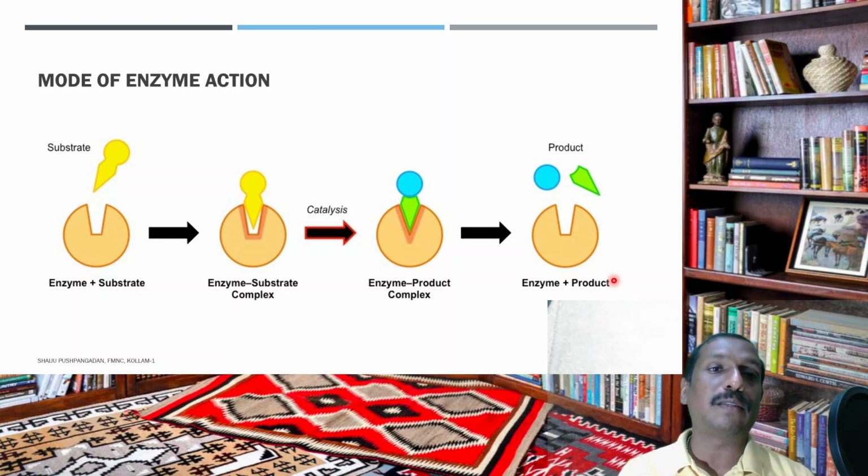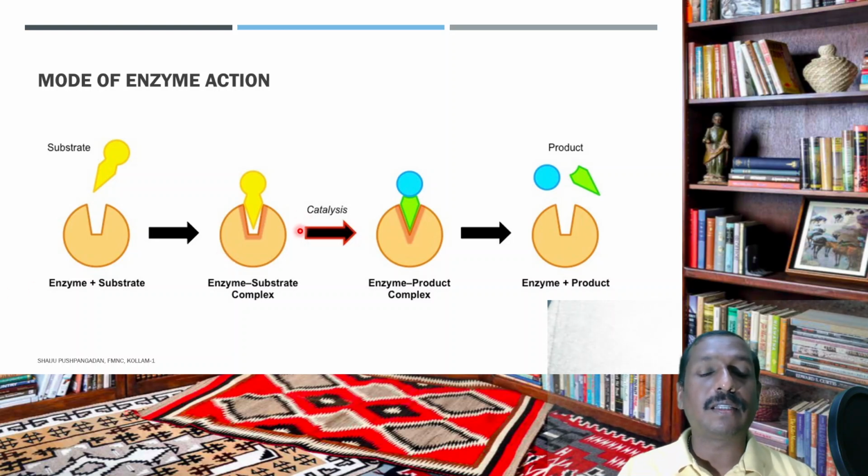This mode of enzyme action, this is the way by which the enzymes catalyze a biochemical reaction, was identified and proposed by another biochemist, Michaelis-Menten. This is simply called Michaelis-Menten's mode of enzyme action. According to the model proposed by Michaelis-Menten, the substrates come and bind with the active site of the enzyme, forming a complex. That complex is called the enzyme substrate complex, or otherwise the Michaelis-Menten complex.